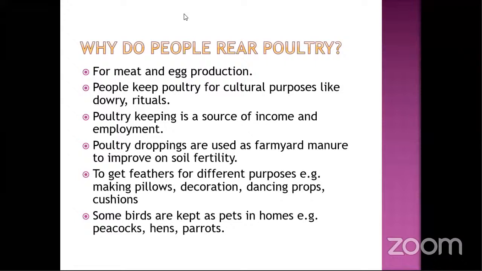Okay, Nasha, that is good. So next week, we shall be looking at the terms used in poultry. After looking at the terms, we shall also look at the external parts of poultry. Let me hear from Samantha.